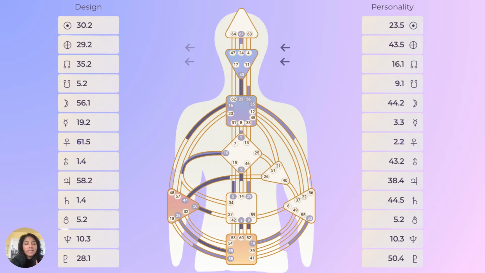And they have a 50. This 50 gate is so beautiful. People who have the 50 gate are humanitarians. These are the people who care about everybody. These are the people that you would see not wanting to leave anybody behind. They're very, very, very loving.